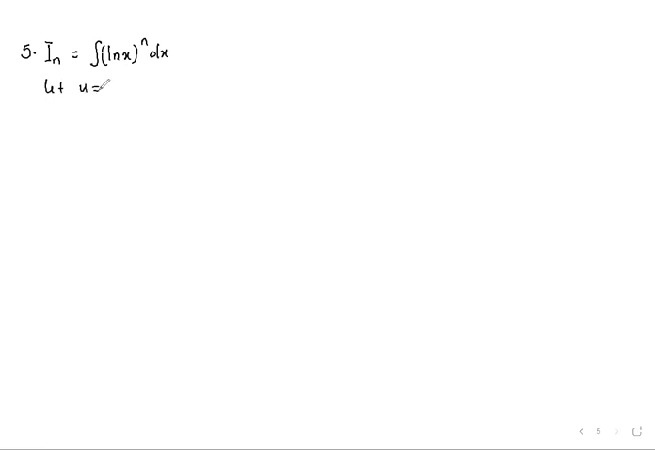you let u be ln x to the power n, and let dv be 1 dx. So v is going to be x, then du is going to be n ln x to the power n minus 1. That's how we differentiate, using the chain rule, because there's a function inside and some power outside. So the power drops, then the function is fixed, then the power reduces by 1, then multiplied by the derivative of the inside function. So the derivative of ln x is just 1 over x.